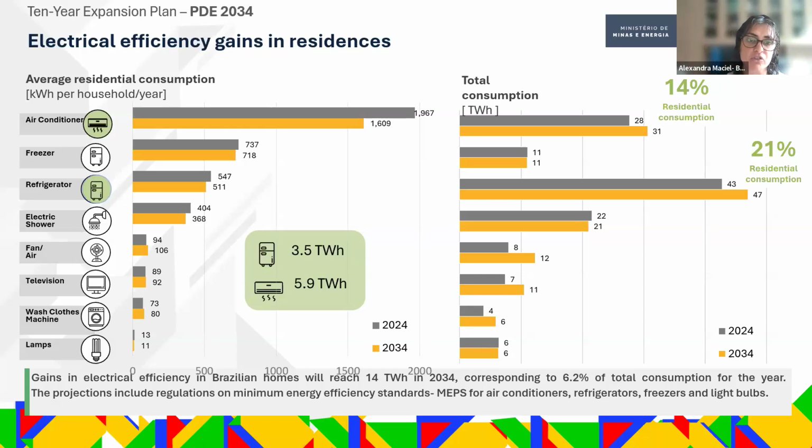And these projections include regulations on minimum energy performance standards for all these appliances that you can see on screen, as refrigerators, air conditioners, freezers, and light bulbs. And so in summary, it's a part of what we are doing regarding appliances.